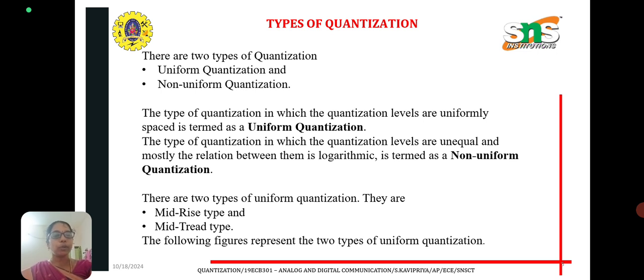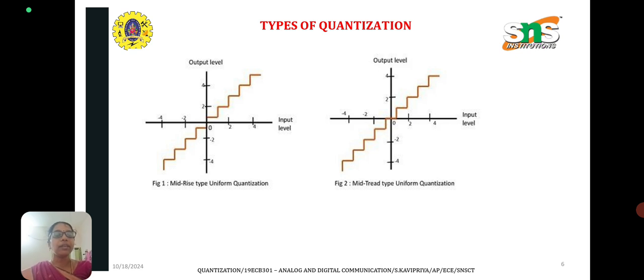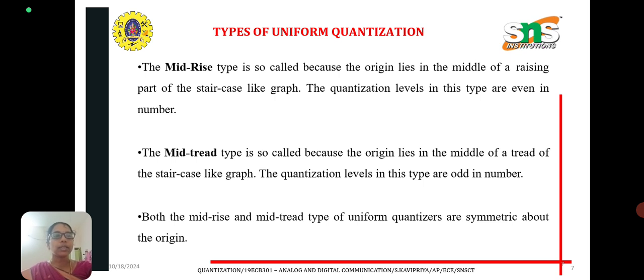There are two types of uniform quantization: mid-rise and mid-tread. The figure shows the mid-rise and mid-tread types of quantization. The mid-rise type is called so because the origin lies in the middle of the rising part of a staircase-like graph. The quantization levels in this type are even in number. The mid-tread type is called so because the origin lies in the middle of the tread of the staircase-like graph. The quantization levels in this type are odd in number. Both the mid-rise and mid-tread uniform quantizers are symmetric about the origin.